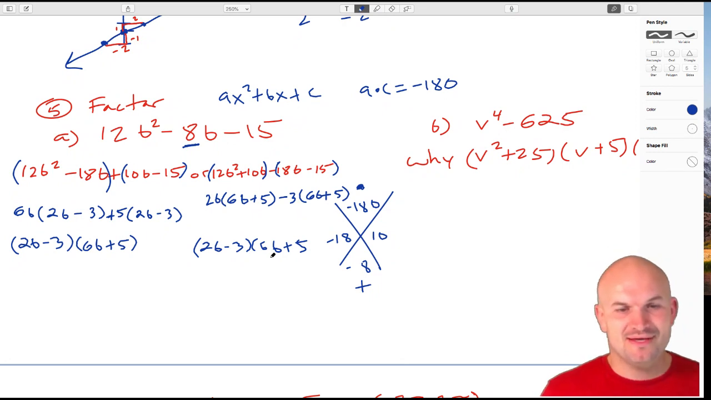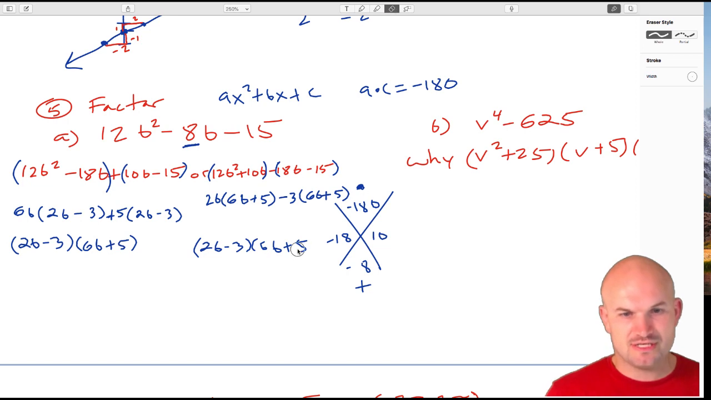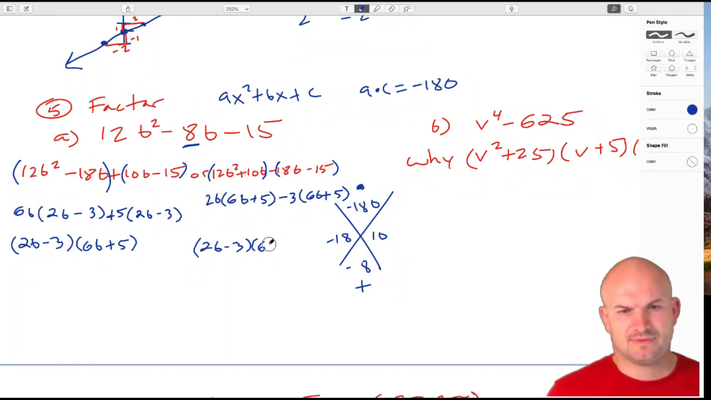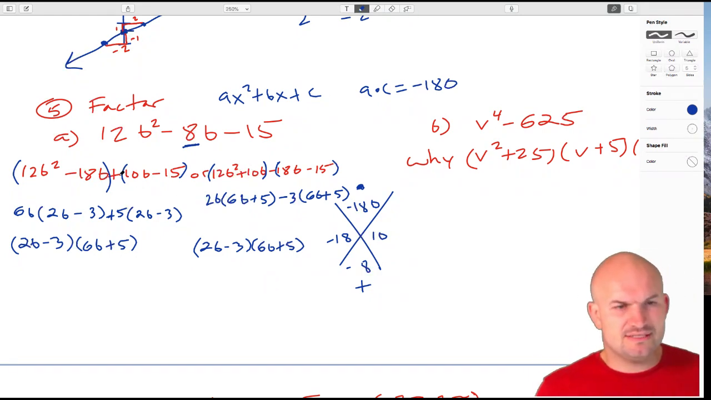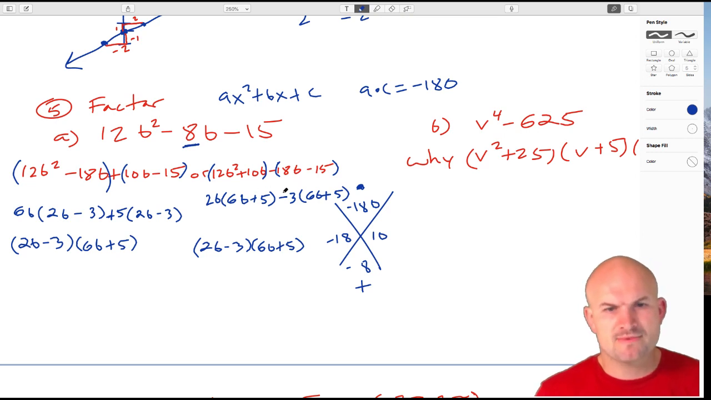So sorry about that. But anyways, so that just goes ahead and changes 6b plus 5. Okay, I guess, yes. Boom. There you go.